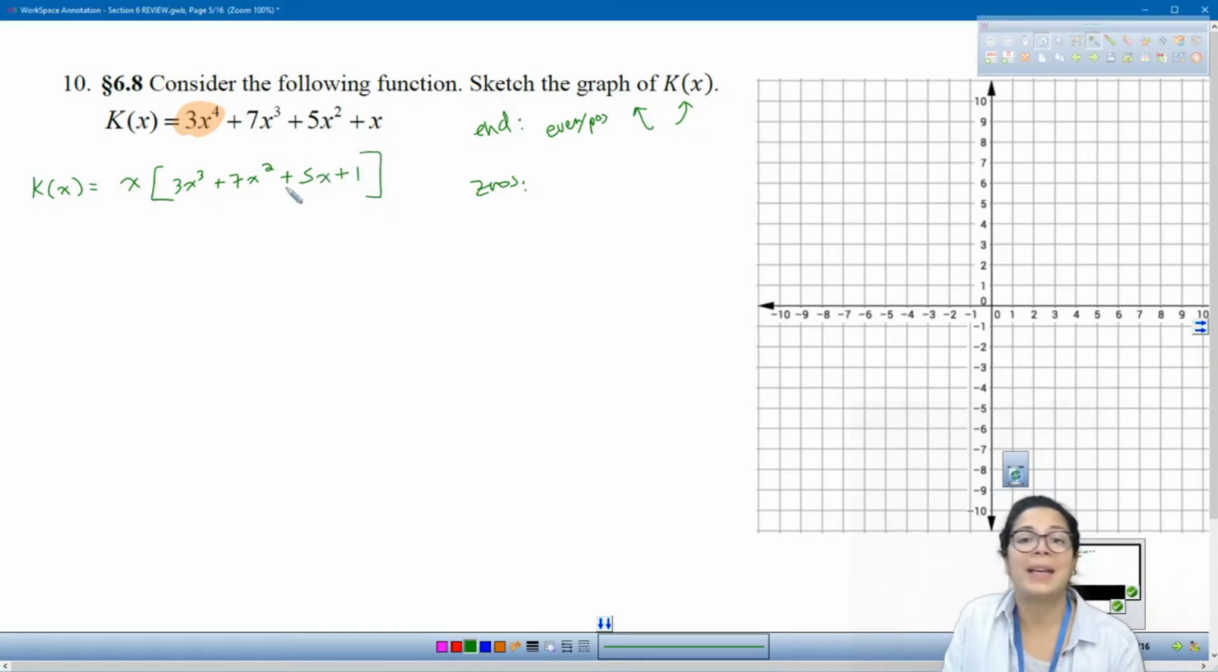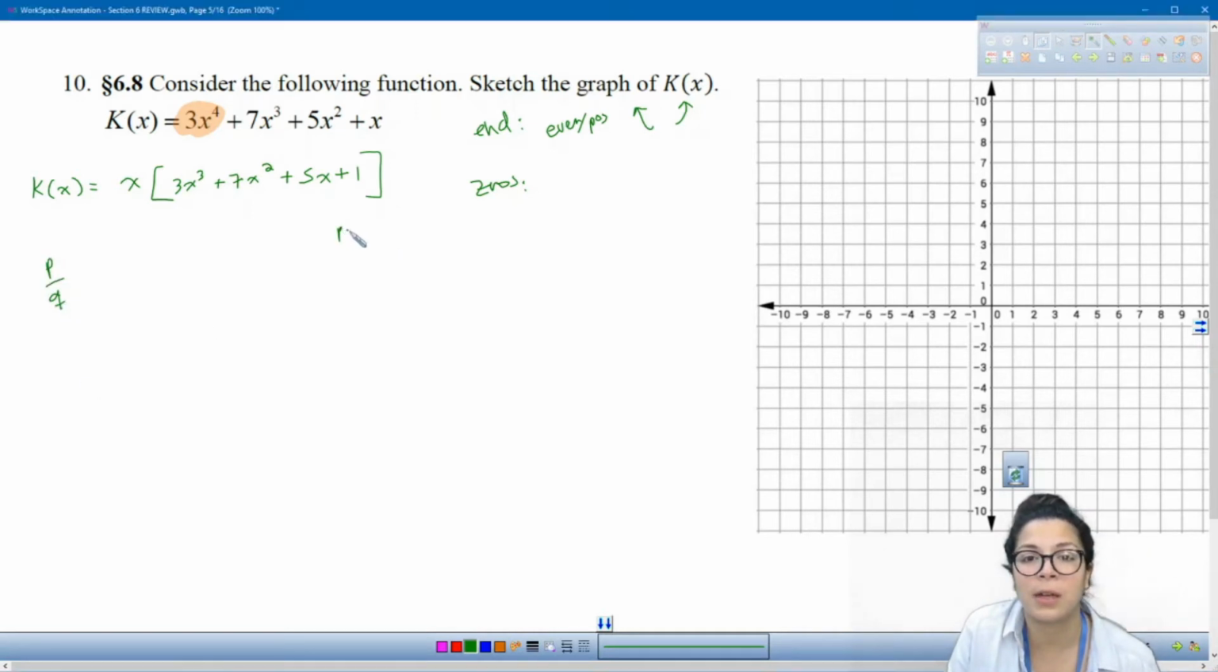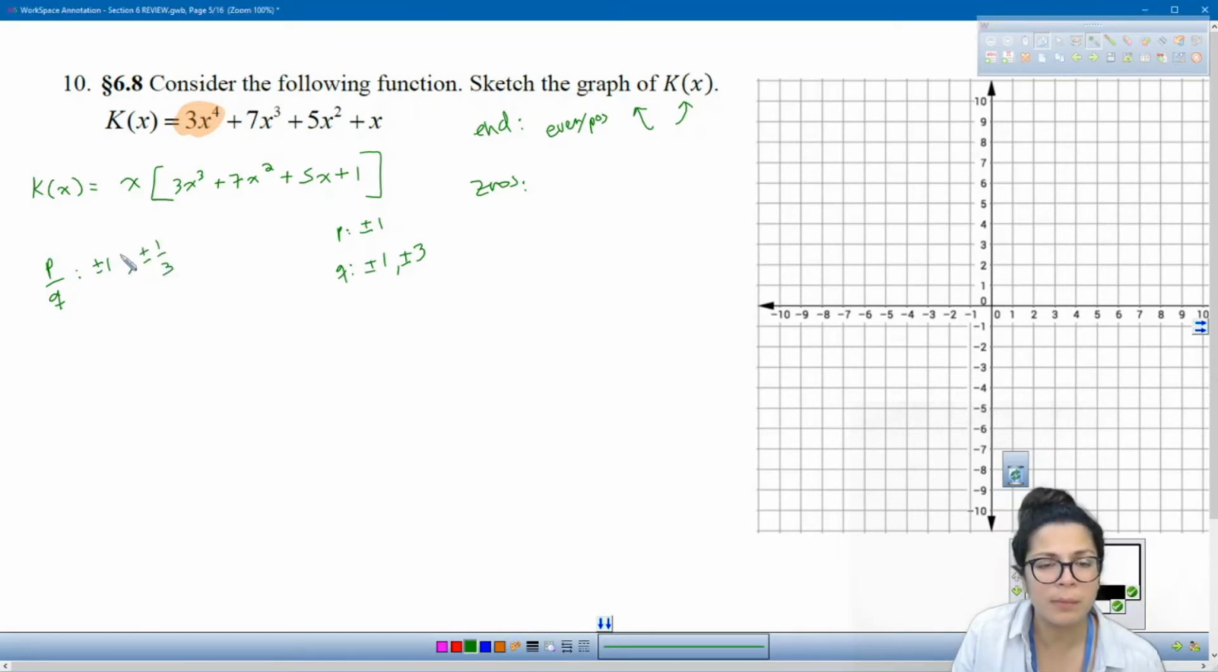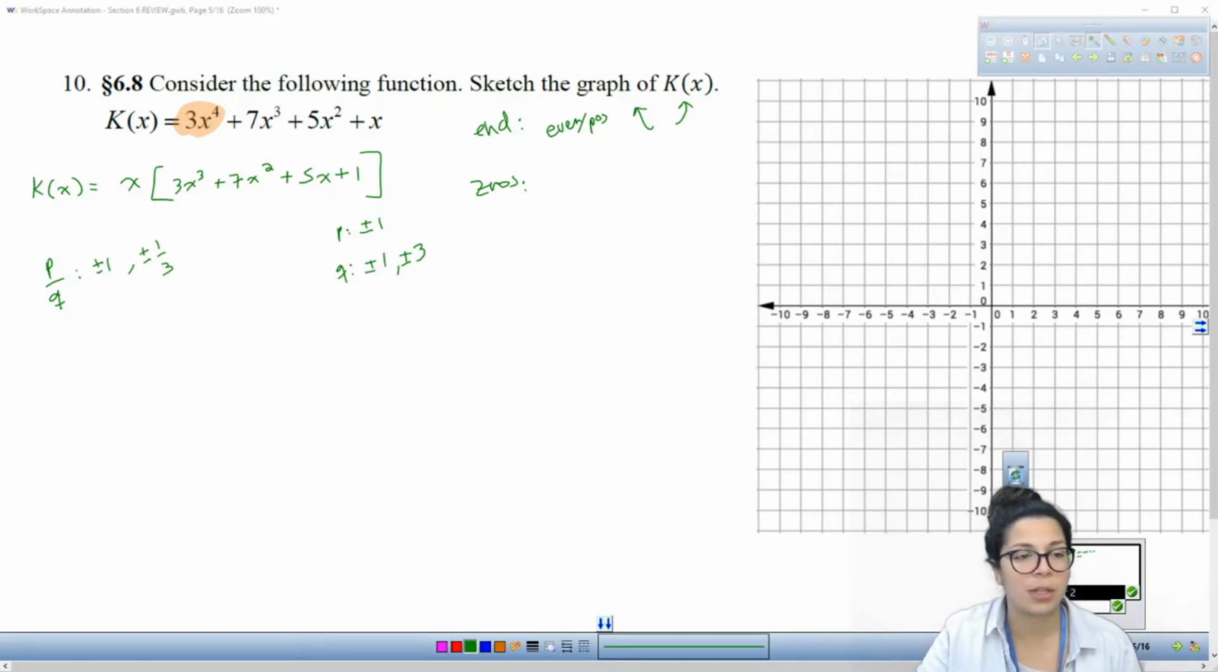Now, I cannot group to factor on this one, so I have to do the p over q thing, okay? Remember, p's are all of the factors of your constant term. The factors of 1 is just 1. Q's are all of the factors of the leading coefficient. The factors of 3 would be 1 and 3. And then p over q is taking each p dividing by each q. So 1 divided by 1 is 1. 1 divided by 3 is 1/3. So the possible zeros here are 1, negative 1, 1/3, negative 1/3. So we need to go ahead and check these, okay?